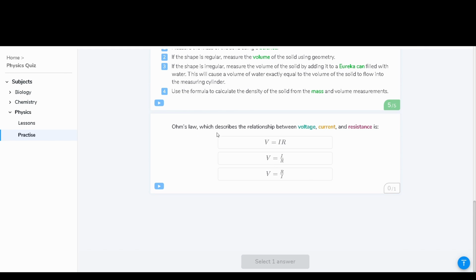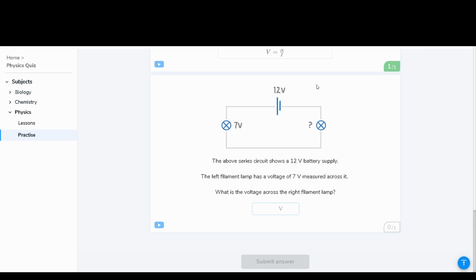Ohm's law, which describes the relationship between voltage, current, and resistance, is. So you have to tell me among the three options which is the correct option. Which one? So V is equal to current into resistance. Current into resistance. That's the correct answer. Very good.